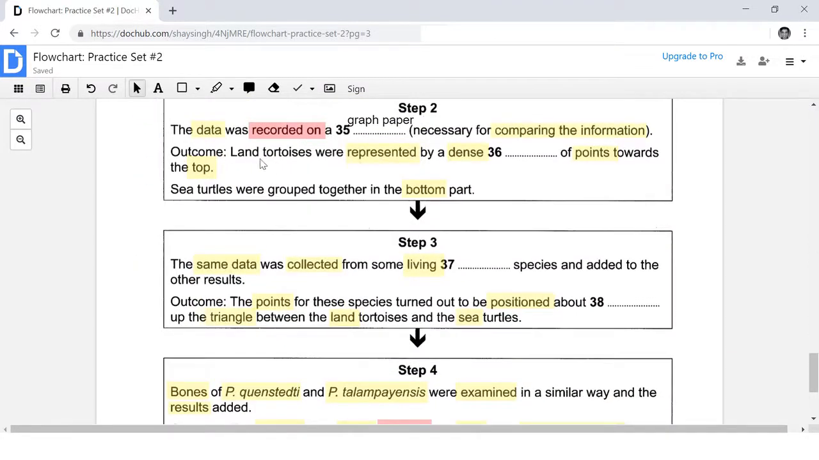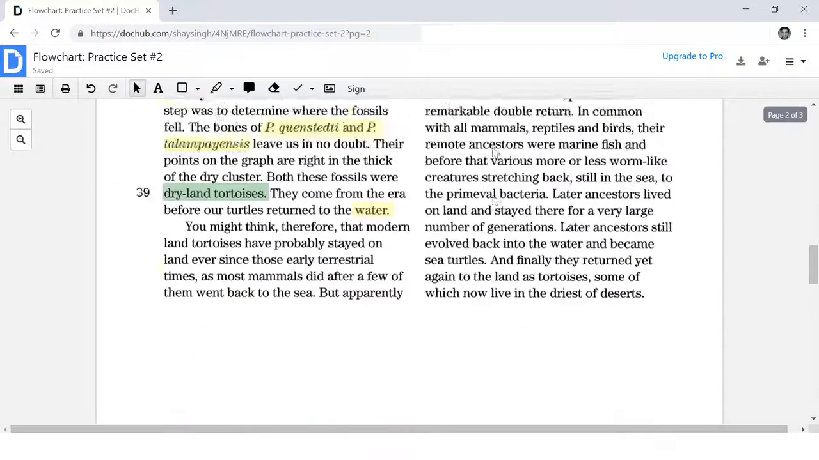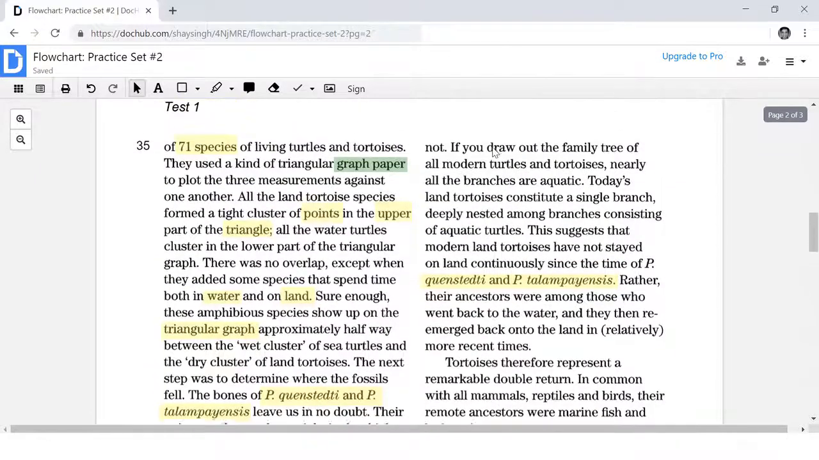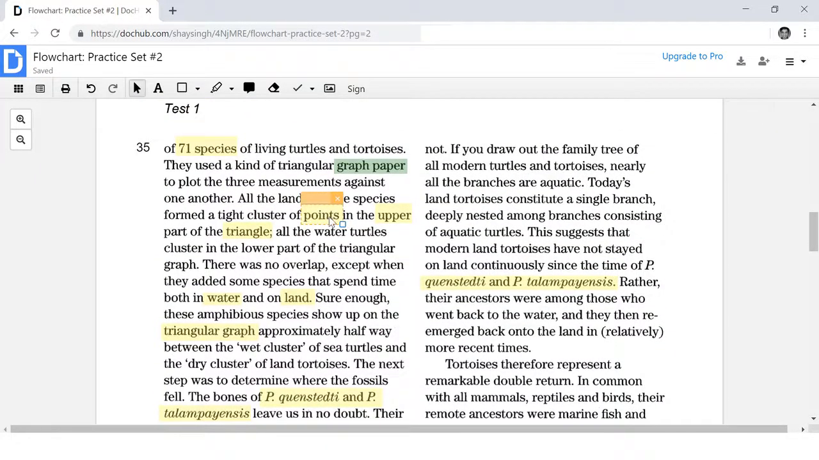Great. Now let us move on to number 36. So here we go. Land tortoises were represented by a dense what of points towards the top? Okay, so a dense something of points towards the top. And here I have the keyword points. Here I have upper, which is synonym language for top. So I think that this may be our matching sentence. Let's go ahead and read it.